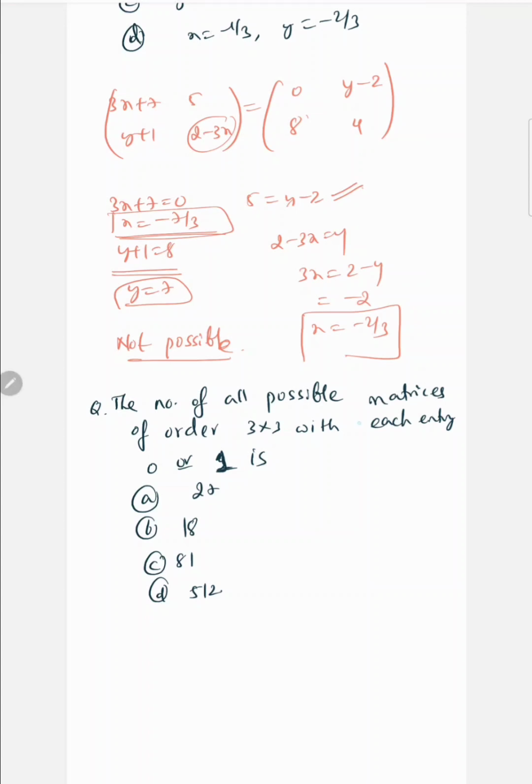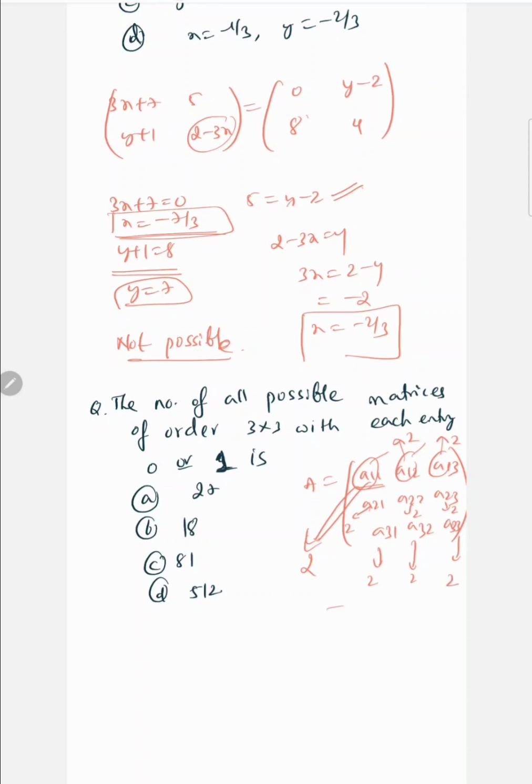We know that a general matrix of order 3 by 3 is given by A11, A12, A13, A21, A22, A23, A31, A32, A33. So we can take every entry as 0 or 1. Any entry can be taken as 0 or 1. Therefore, each entry has two choices. Two choices for A11, two choices for A12, and two choices for A13, A21, A22, A23, A31, A32 and A33 also, each having two choices.